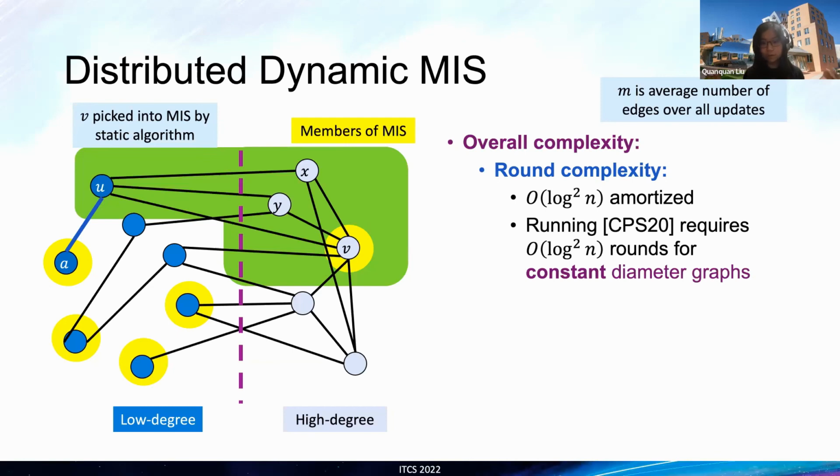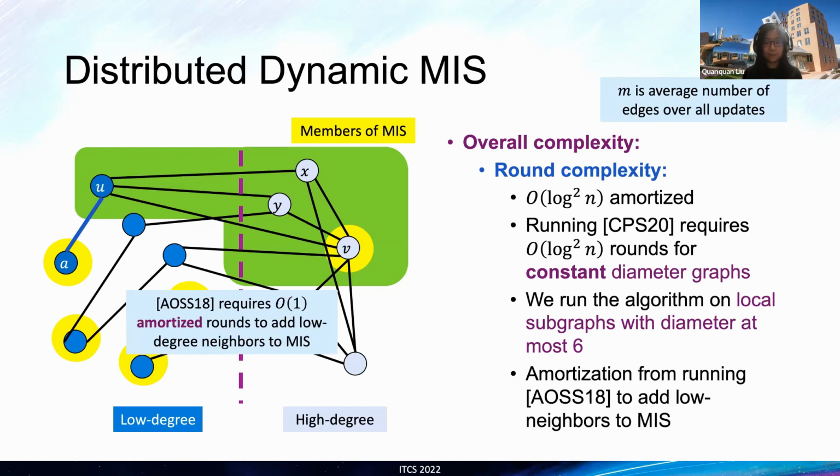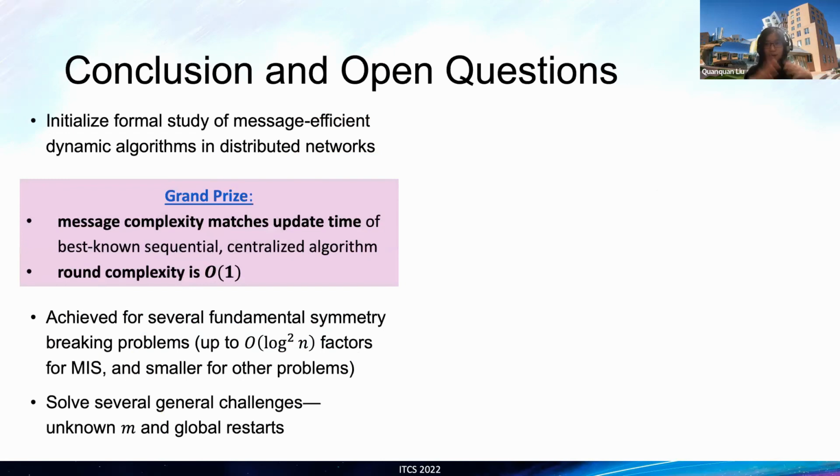Our algorithm requires O of log squared n rounds because CPS20, the static algorithm that we use for finding the MIS among the high degree neighbors, requires O of log squared n rounds on constant diameter graphs. As in this example here, and as I mentioned before, we only ever run our algorithm on local subgraphs with diameter at most 6. The amortization in the bound comes from running AOSS18 on the low degree neighbors. And this algorithm requires O of 1 amortized rounds. And that concludes the technical portion of this presentation.